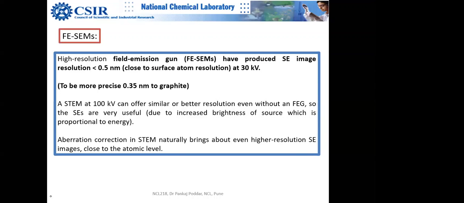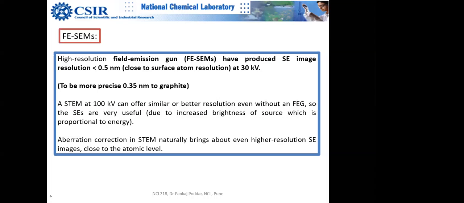So, high resolution field emission. There are two kinds of emission by which you can emit electrons: field emission and thermionic emission. Field emission is basically you apply an electric field and then you pull out the electrons. In thermionic emission you heat the filament, and then you can take the electrons out. Field emission is preferred over thermionic emission for several reasons, because the energy spread is much less.